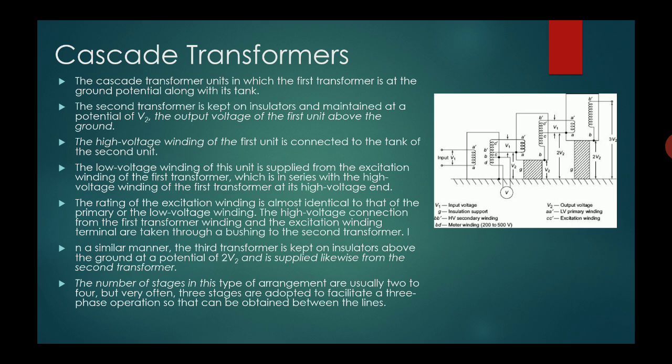They are nothing but insulated channels, and through the bushing the high voltage part of the first transformer is connected to the low voltage part of the second transformer, and the high voltage of the second transformer is connected to the low voltage side of the third transformer, and so on. Now how many stages can be arranged? Normally up to a maximum of 4, but around 3 is what is commonly seen. That is normal.